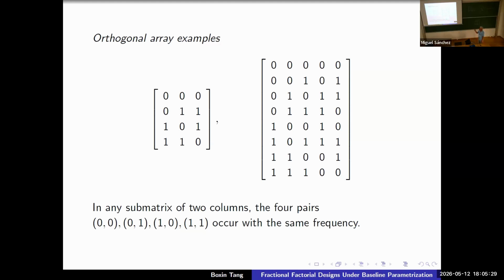The second design has eight runs and five factors. It also has a similar property. If you look at any two columns, this time you also see all four level combinations, 0,0, 0,1, 1,0, 1,1, but each of them occurs exactly twice. So an orthogonal array basically says that if you look at any two columns, each of the four pairs occurs exactly the same number of times. That's an orthogonal array. You want your design like this, then you minimize the error.